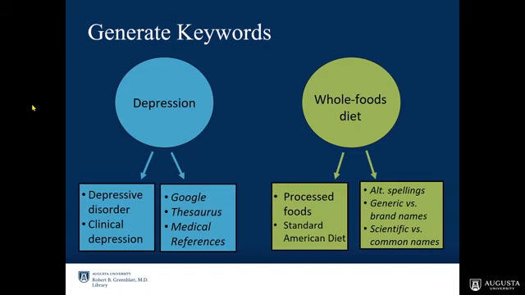Also, you will want to consider alternate spellings of any of your words, including British spellings. If there's a product or a drug, a medication involved, you'll want to account for both the generic and the brand name, so you want to list each of those. And then when you're coming up with conditions that have a scientific versus a common name, for example, if we were talking about a heart attack, you'd want to make sure that you include myocardial infarction.